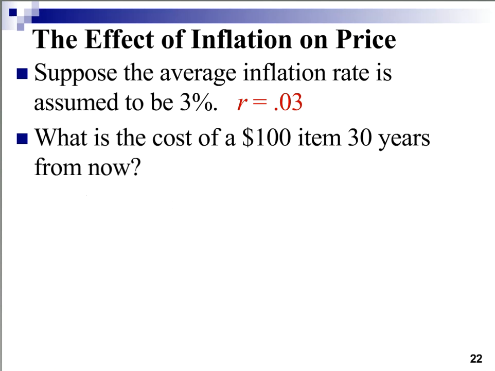So we're going to start with a really simple example. Let's suppose that the average annual inflation rate is 3%, or little r is 0.03. That means little i is also 0.03. We want to find the cost of a $100 item 30 years from now under this assumption.